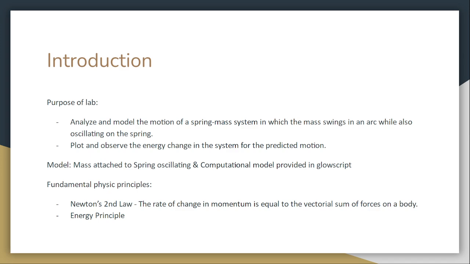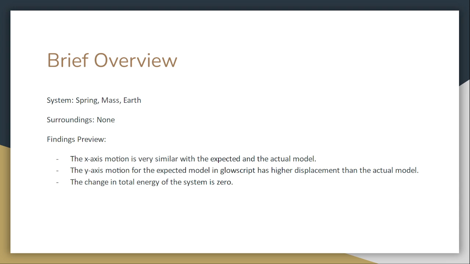The model included a mass attached to a spring oscillating, and a computational model provided in GlowScript. Fundamental physics principles included Newton's second law and the energy principle. The system includes the spring, mass, and Earth, and there weren't any surroundings.